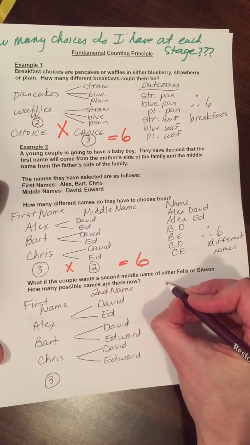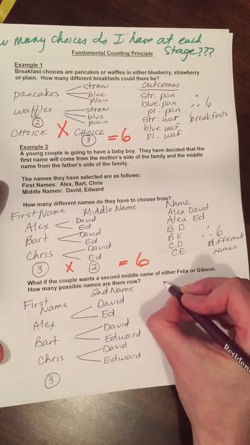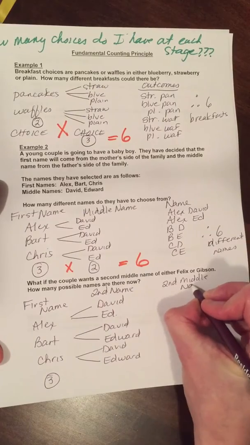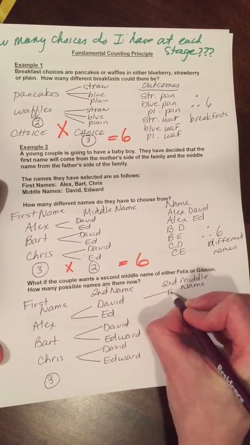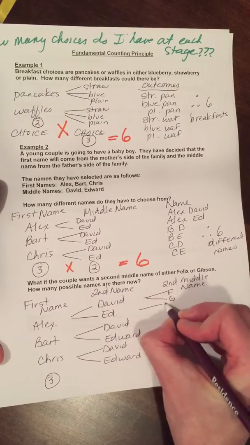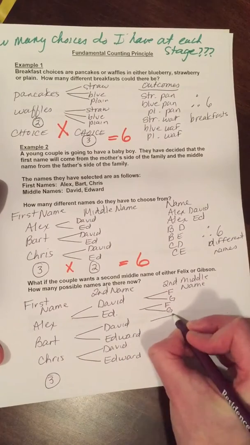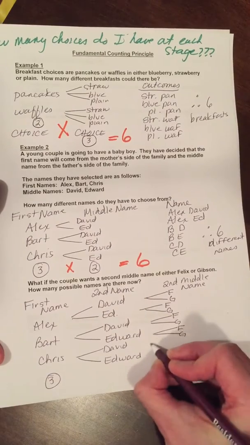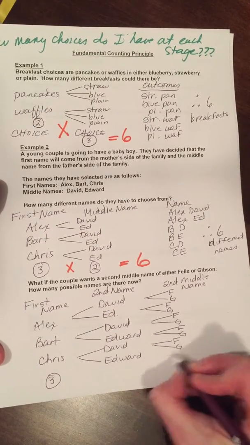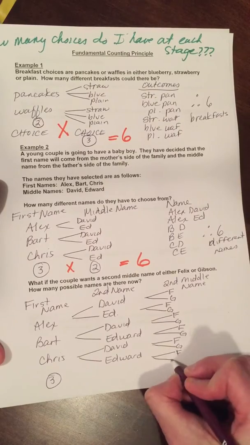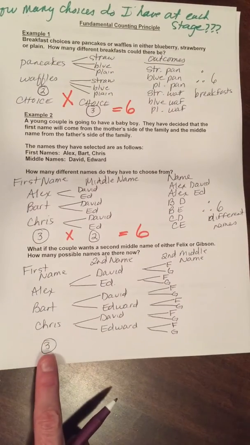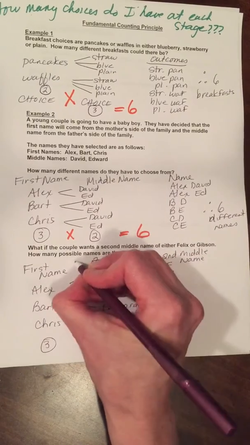Now, the second middle name, Felix or Gibson. So hold on, let's go back to this for 1 second. First name, 3 choices. Actually, let's call this middle name.